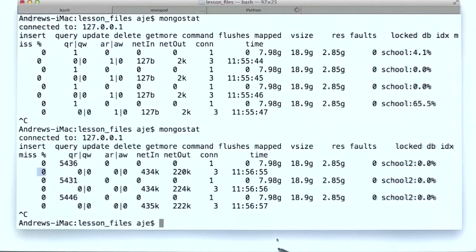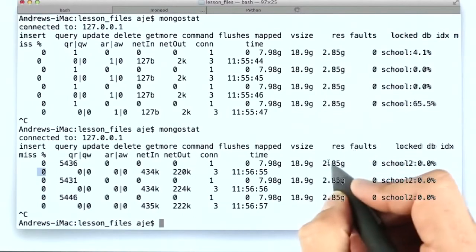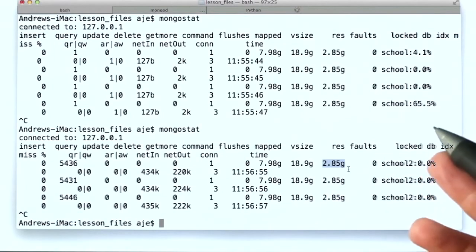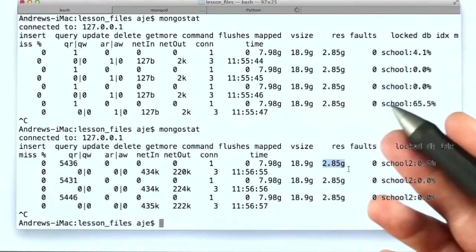And mongostat will also tell you that. See, mongostat tells you that there's 2.85 gigs of data resident. And this is a Mac that has 12 gigs of memory. So it's not a problem. So this won't point us to any place where we could improve that program.